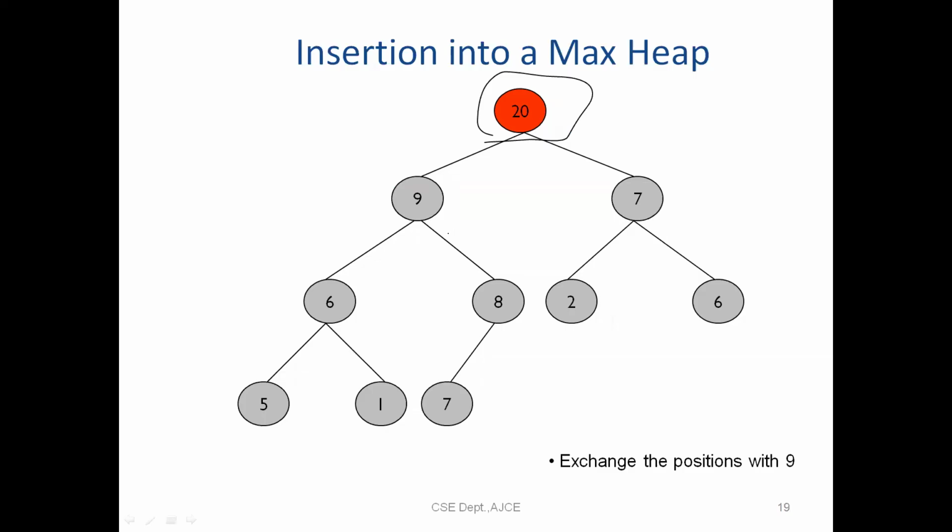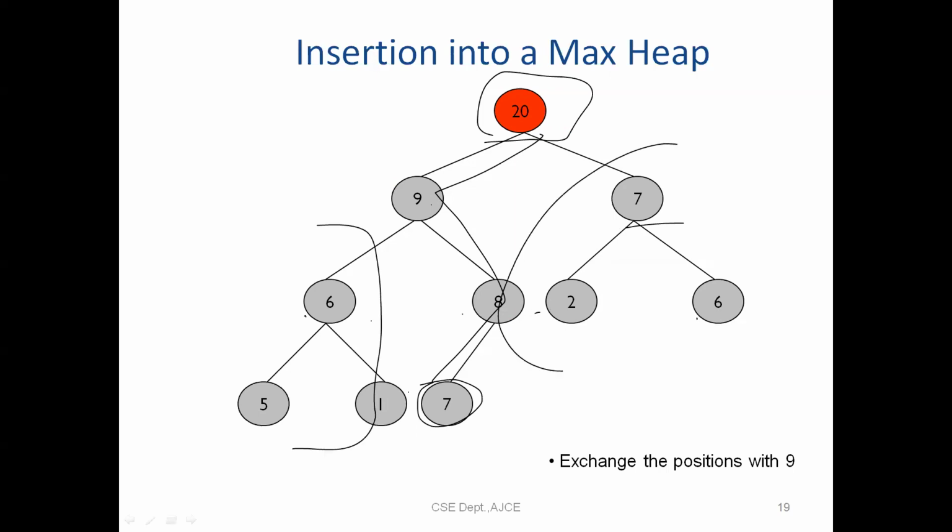So this way, every time we insert a new element, this is the position where the element has to be inserted. We swapped 20 from here till here till here so that it found its correct location in the heap. Now, is this a heap tree? Yes, because 20 is greater than 9 and 7, 9 is greater than 6 and 8, 7 is greater than 2 and 6, and so on. We have not affected this part of the tree or this part of the tree. The only path it followed was like this.